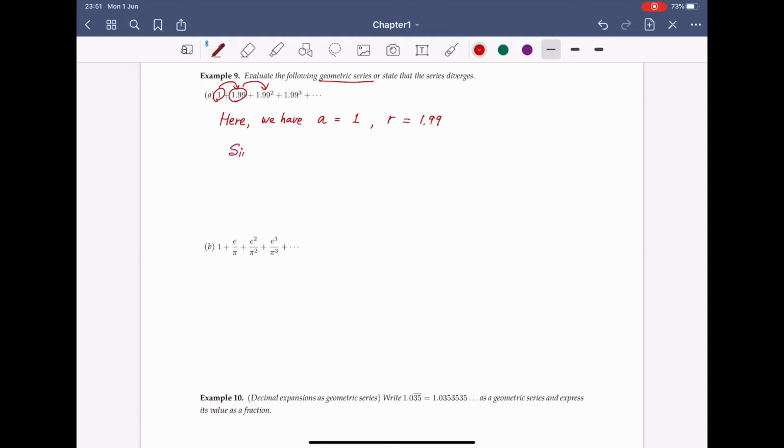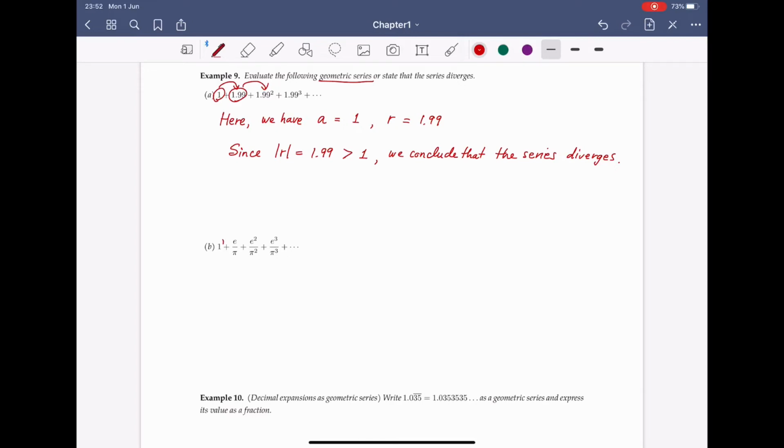So since our common ratio r, we take the absolute value and get 1.99. This is not less than 1. This is bigger than 1. So we conclude that the series diverges. Right? So as long as your absolute value of r is not less than 1, you can conclude that the series is divergent, and that's it, your answer. That's all. Alright, let's look at part B.